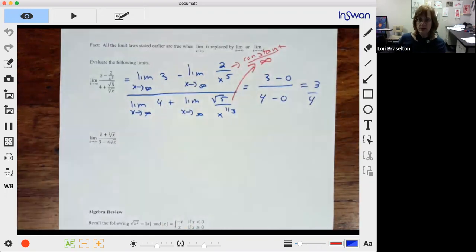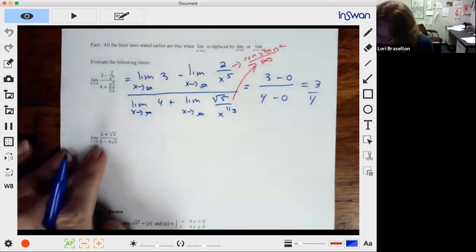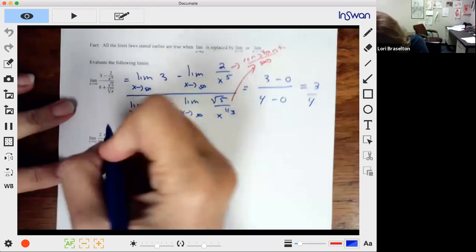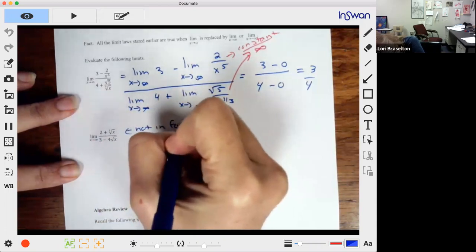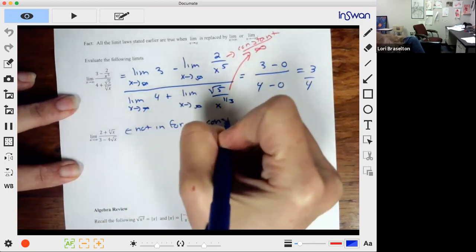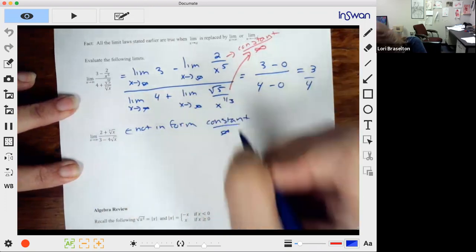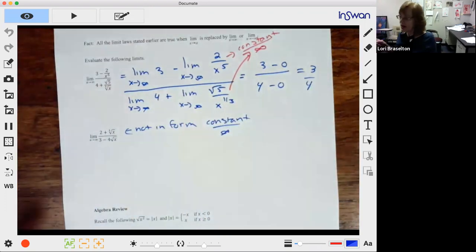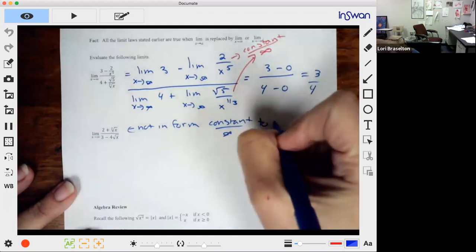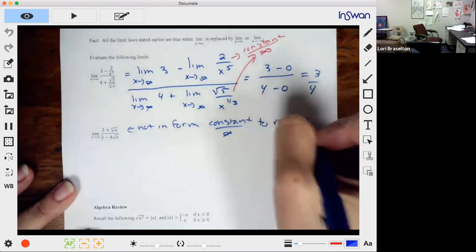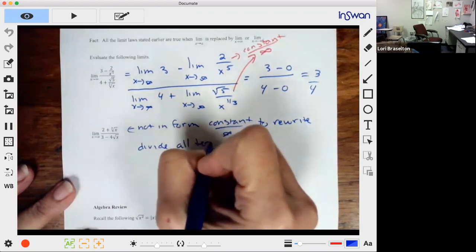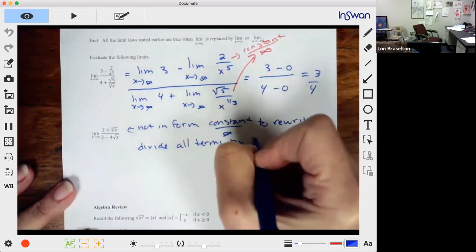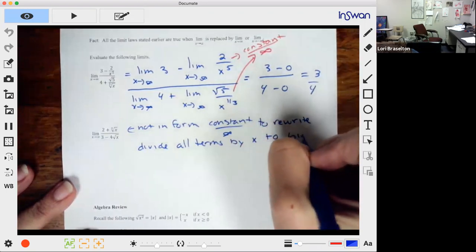So when I look at this one, this isn't in a known form. I have x goes to infinity, but this is not in the form constant over infinity, and so I have to rewrite it. And the trick here to rewrite: divide all terms by x to the highest exponent.